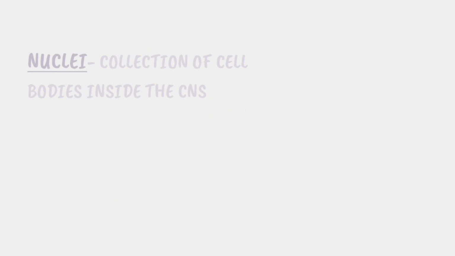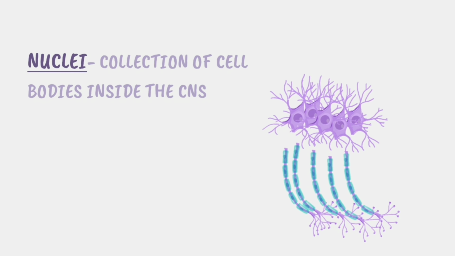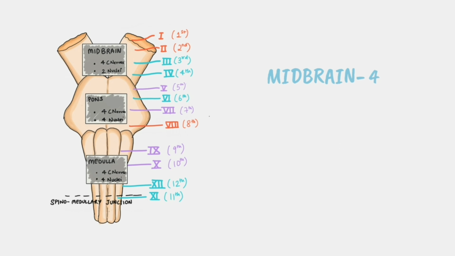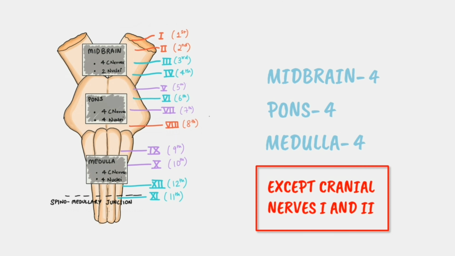What are nuclei? Nuclei are collection of cell bodies in the central nervous system. Remember that the nuclei of cranial nerves are located in the brainstem. 4 cranial nerves originate from midbrain, 4 from pons, and 4 from the medulla oblongata. And all these cranial nerves have their nuclei in these respective parts, except cranial nerves 1 and 2, which do not have their nuclei in brain.